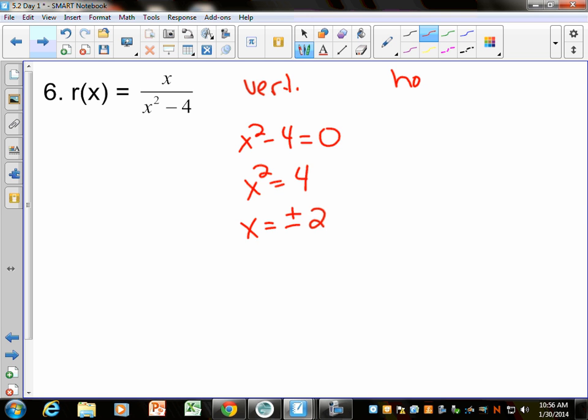Horizontal. Degree of the numerator is 1. Degree of the denominator is 2. So do you agree that this is when the numerator is less than the denominator? And what is the horizontal asymptote if the numerator is less than the denominator? Just y equals 0. Like, you just have to know those rules. Is there going to be a slant asymptote? No, because it's not greater than. So I wanted to do the division one first, just to remind you about division, but you don't have to do that unless there's a slant asymptote.